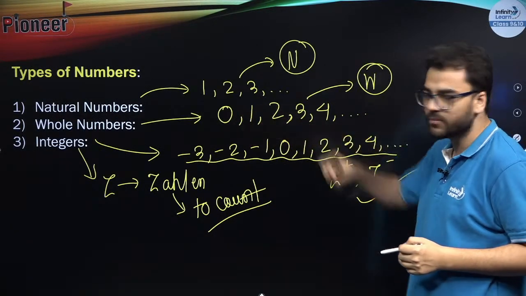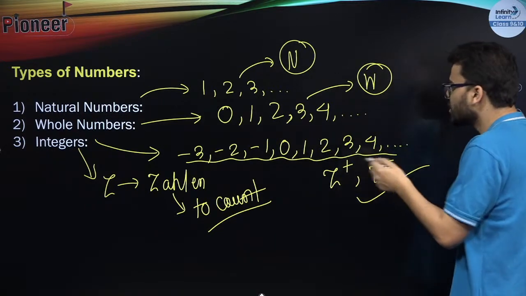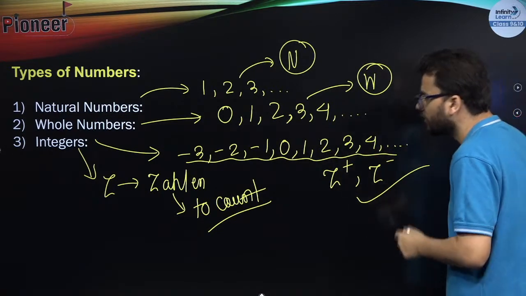So basically you see over here all natural numbers are rational numbers because every natural number can be represented as a ratio of two integers.